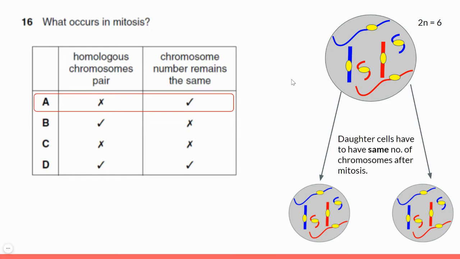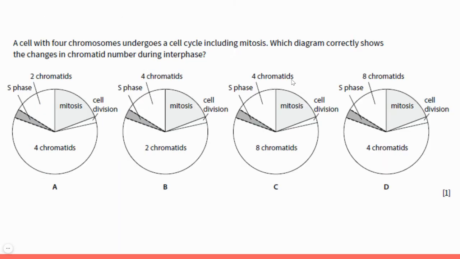A few details of this example that I have shown over here. Here the diploid number is 6. Daughter cells will have the same number of chromosomes. If you look closely, daughter cells also have 6 chromosomes. Let's look at the next and the last question.